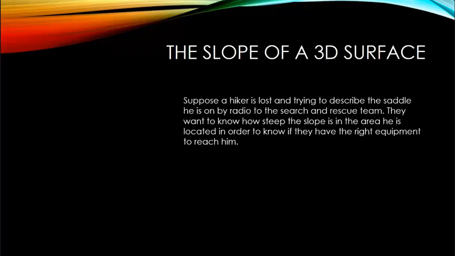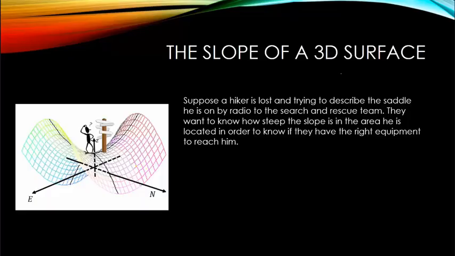Suppose I've got a lost hiker who is trying to describe a saddle in the mountains that he is stranded on by radio to a search and rescue team. They want to know how steep the slope is in the area he's located in order to know if they have the right equipment to reach him. So I have my hiker lost in a little saddle in the mountains that I've represented by a hyperbolic paraboloid type curve on an XYZ coordinate system.